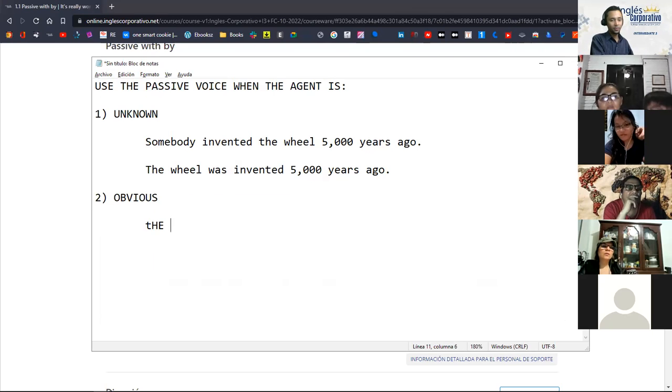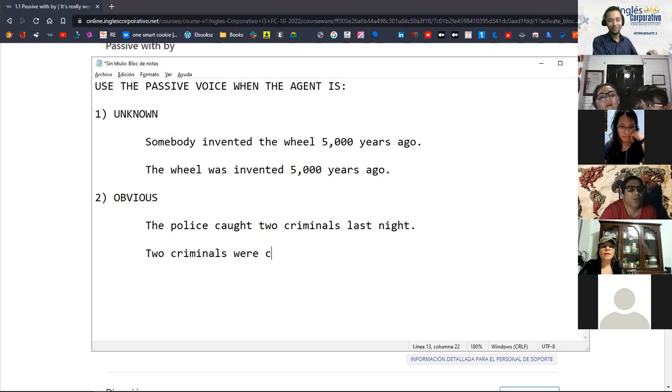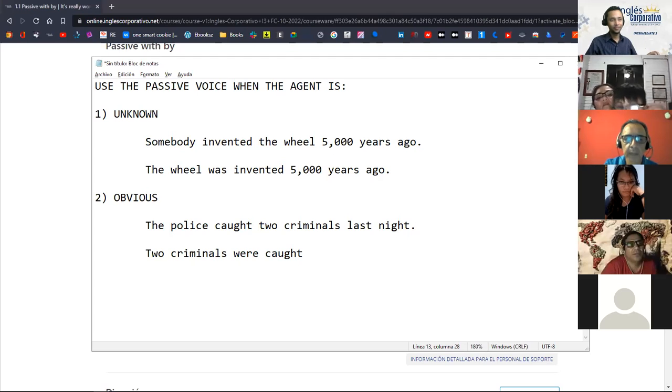Example, the police caught two criminals last night. The police caught two criminals last night. That's the active sentence. What about the passive sentence? Who can tell me? Two criminals. Two criminals were, were caught. Caught. By. Aha. By the police. By the police, okay.